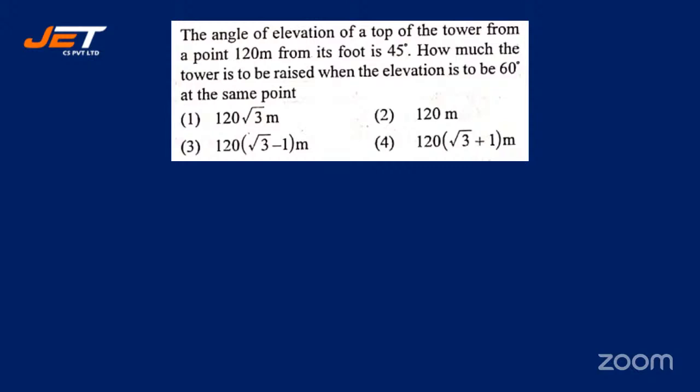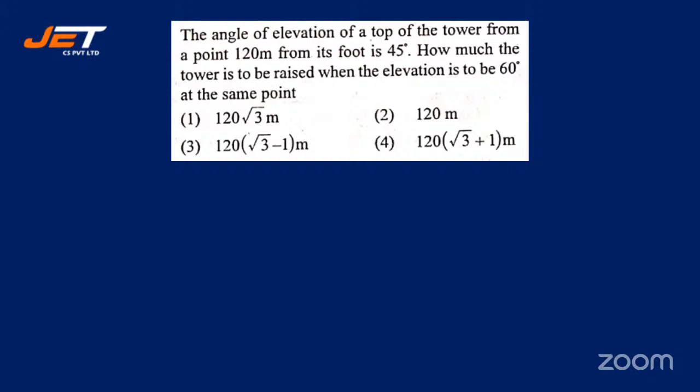See the next question. The angle of elevation of the top of a tower from the point 120 meters from its foot is 45 degrees. How much is the tower to be raised when the elevation is to be 60 degrees at the same point?